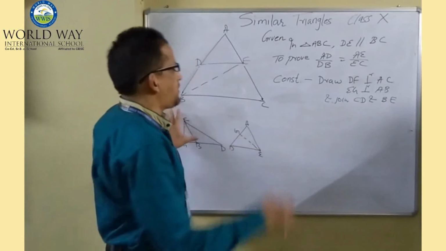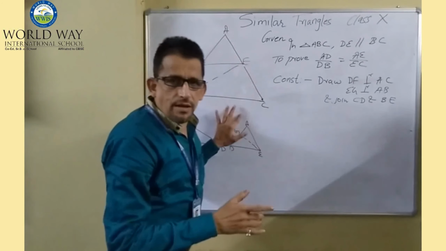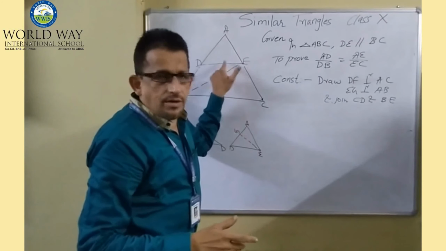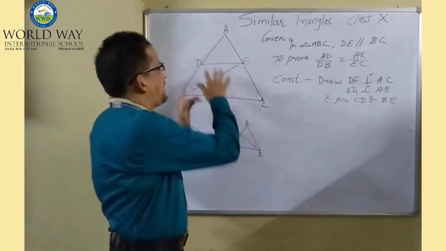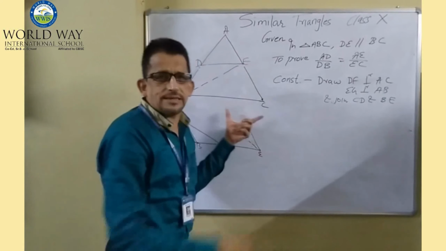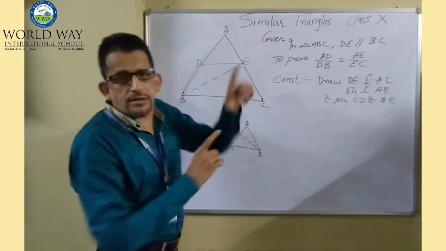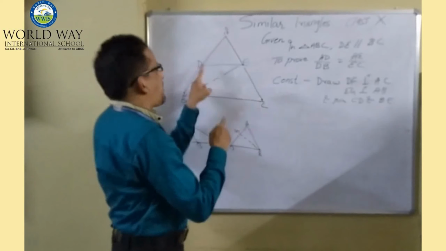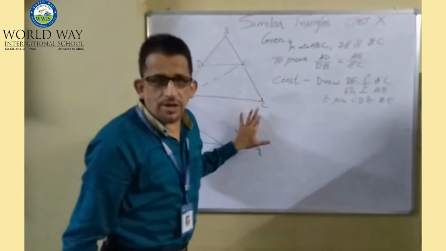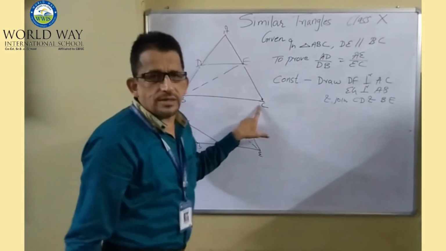So look at the figure. In triangle ABC, DE is a line parallel to BC. We drew the line DE parallel to which side? BC. So DE divides the remaining two sides. Which are the remaining two sides? AB and AC. So it divides the two sides in the same ratio, meaning AD upon DB equals AE upon EC.